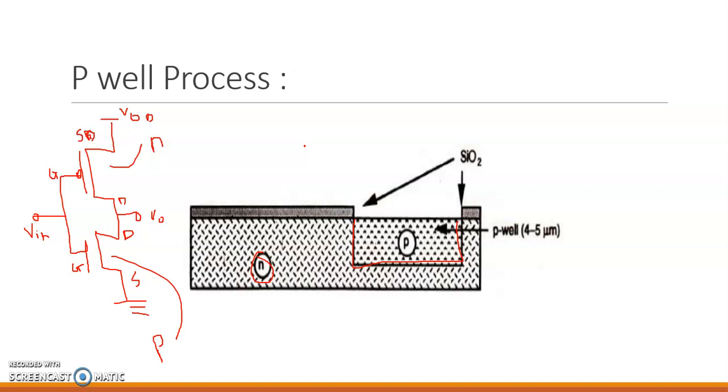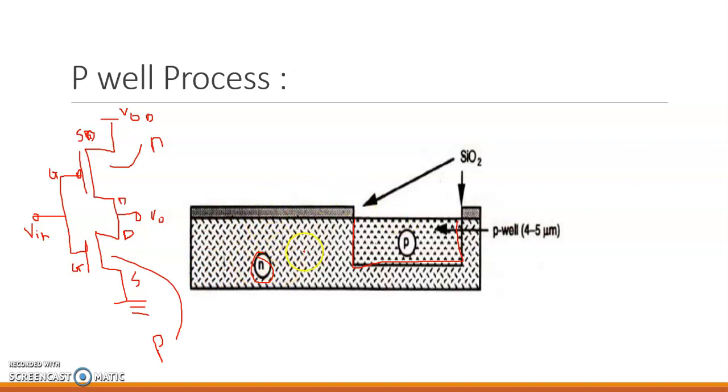Now, the first method we have seen is the P-well process, in which we created the P-well in an N substrate, and we created an N-channel MOSFET in the P-well and the PMOS in the N substrate. The benefit of this P-well process is that the performance of both the transistors is the same. As I discussed in the last lecture, any transistor formed in a P-well will give less performance as compared to a transistor formed in the original substrate.